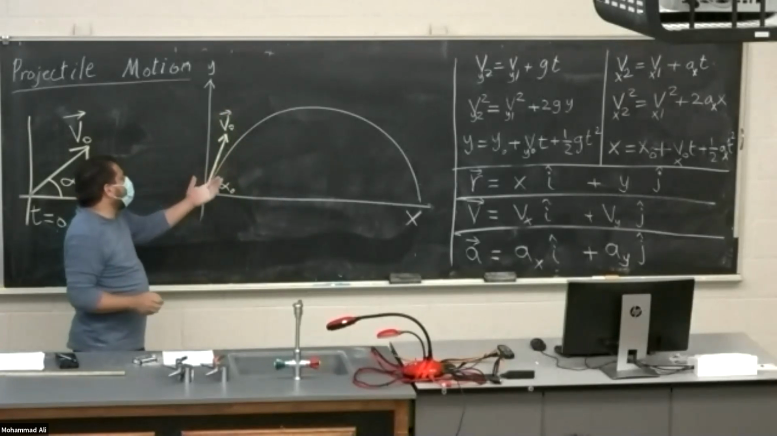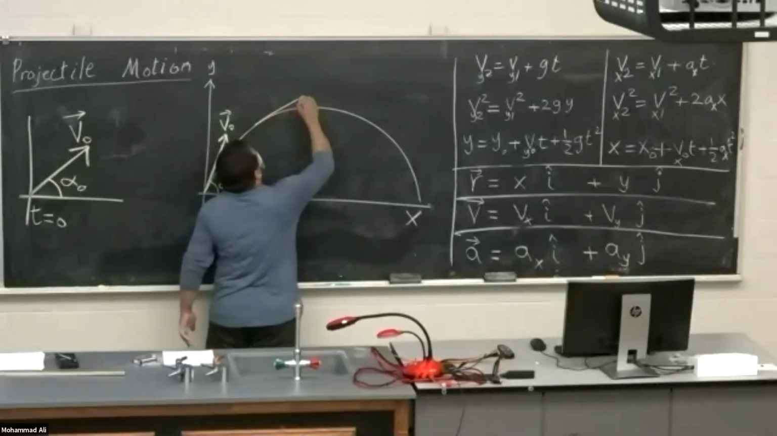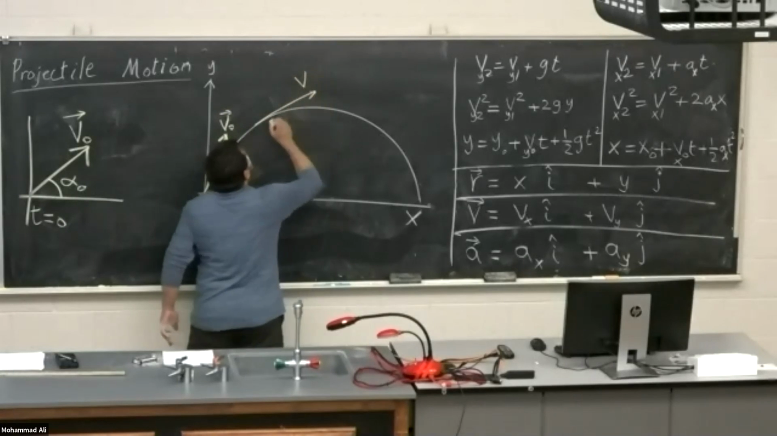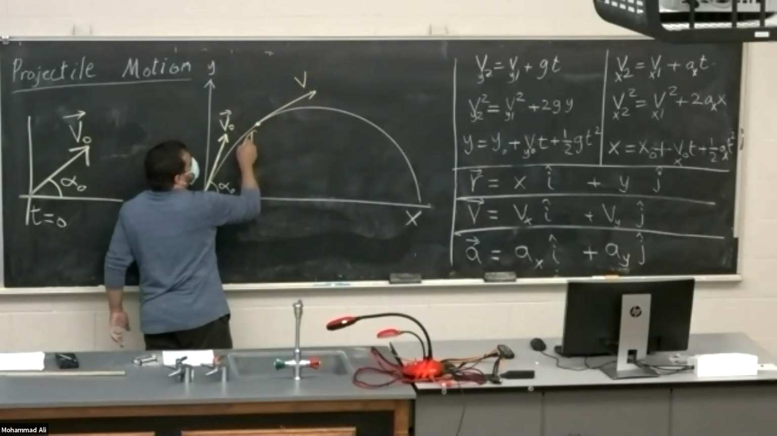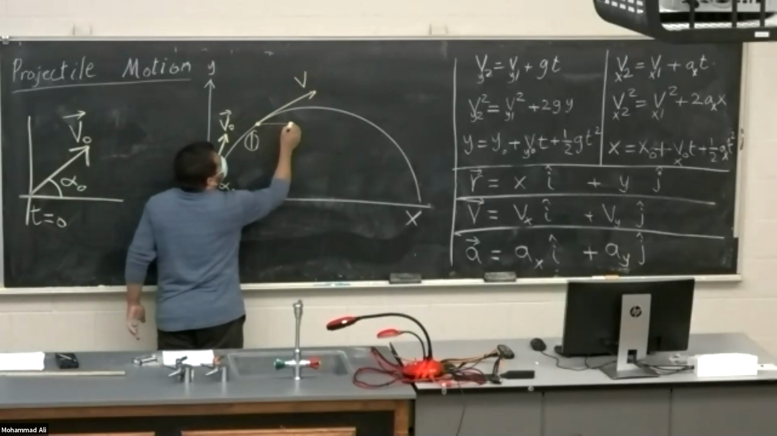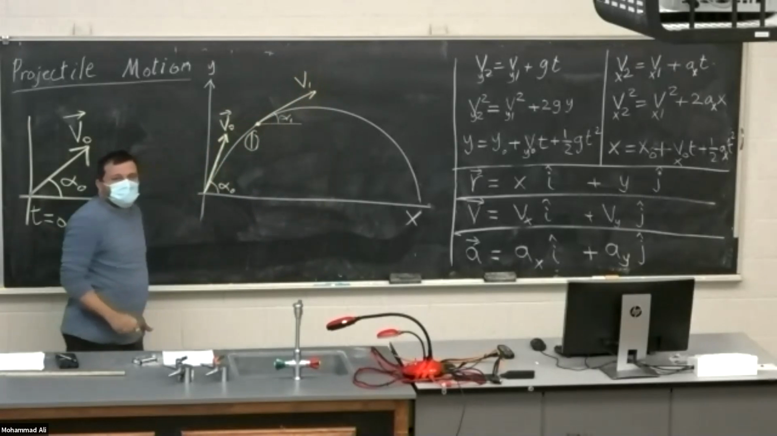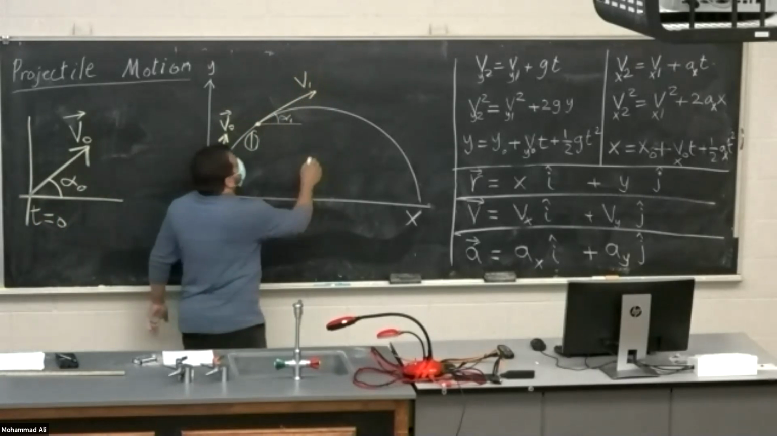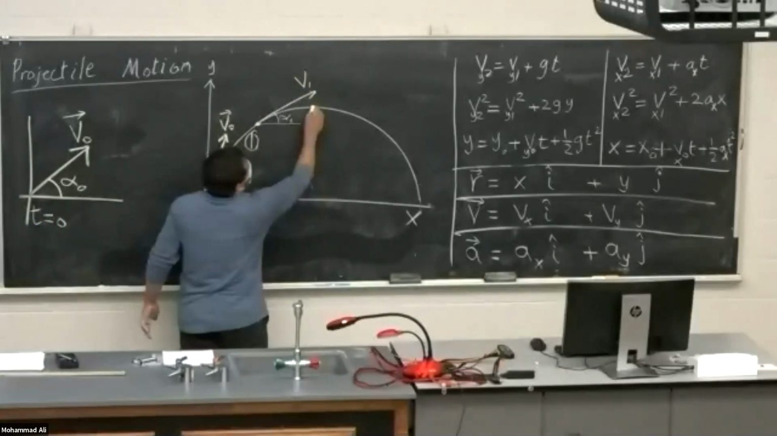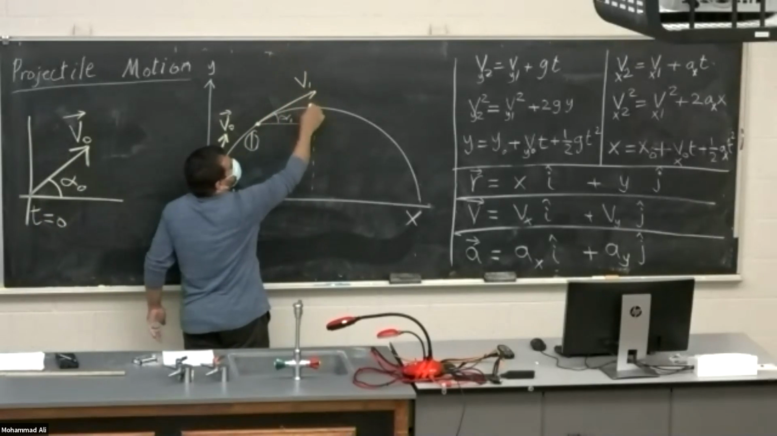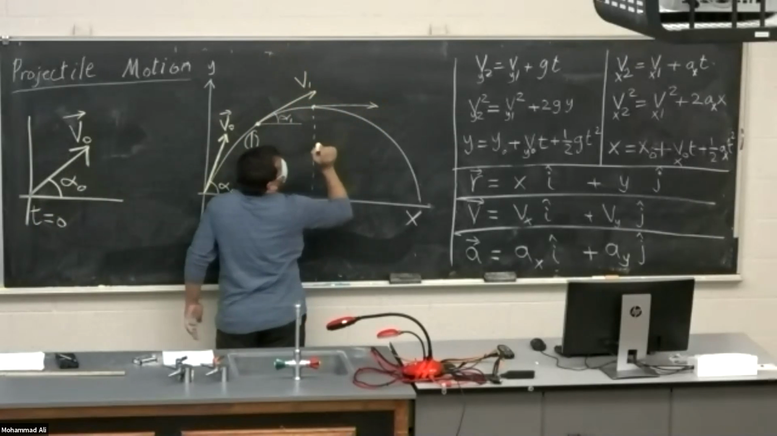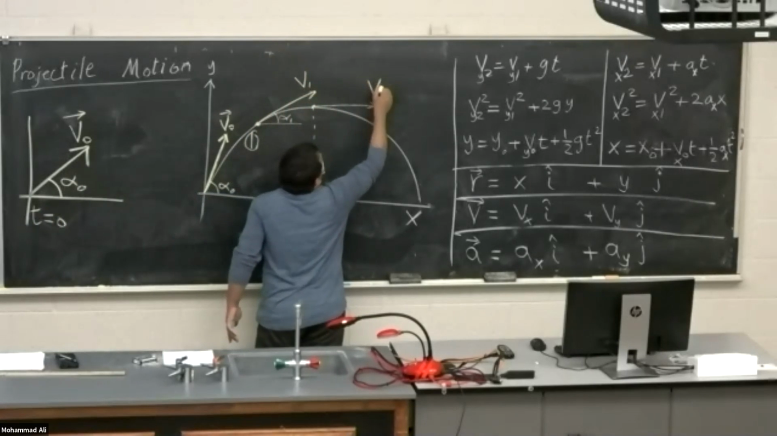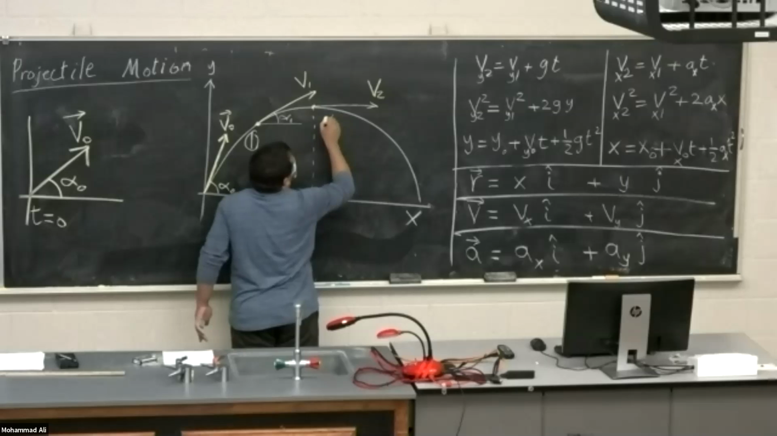You can see later, if my motion is like this, and I name this point, for example, 1, then I have another angle. I have alpha 1 and v1. If I am at the top of my motion, the maximum altitude, I have this velocity. I can name it v2, and I have also alpha 2.